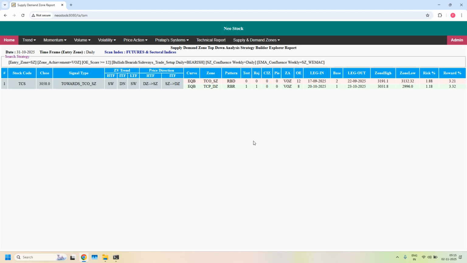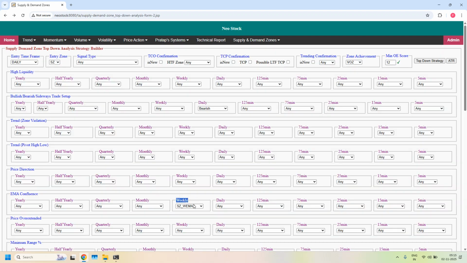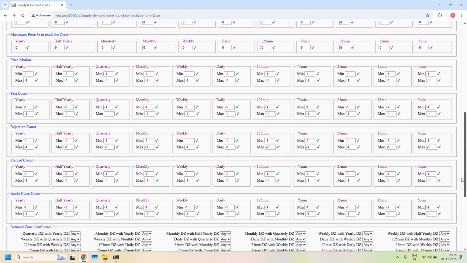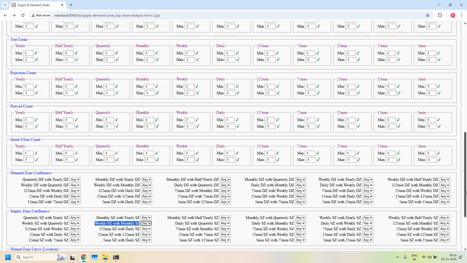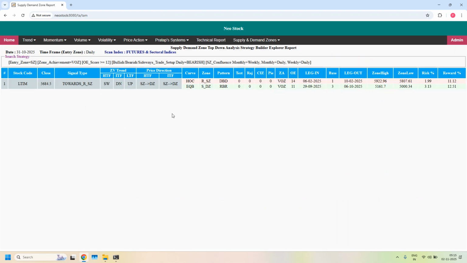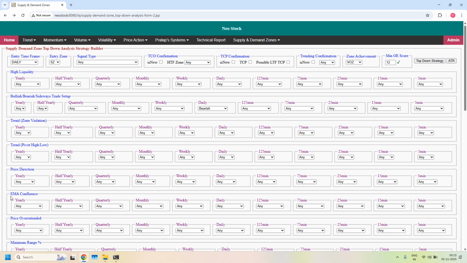Okay, now let's apply the second strategy, LTF, ITF, HTF supply zone and HTF EMA confluence. Removing the ITF EMA filter, for the supply zone confluence, 3 filters I have to set. That is daily and weekly, daily and monthly, weekly and monthly supply zone confluence. By enabling all the 3 filters, we got only 1 stock. So that means this daily supply zone overlapped with weekly supply zone, both together again overlapped with monthly supply zone. Now let's verify if the monthly supply zone has monthly EMA confluence.